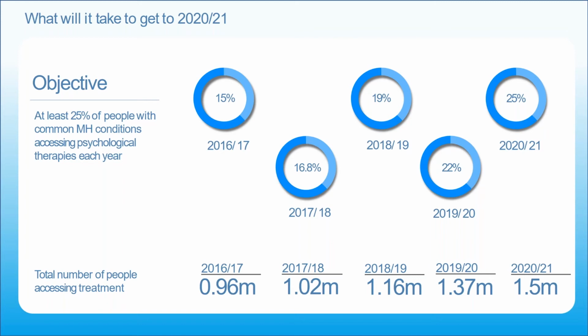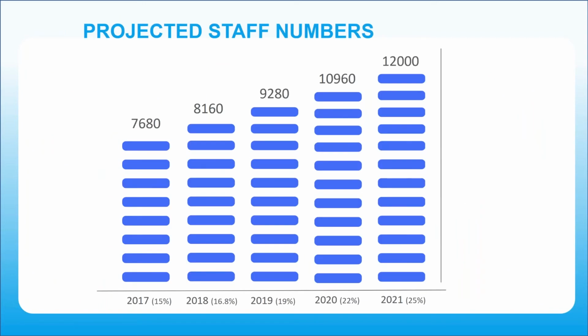So building your business case to show how you can increase productivity is very important, because the projection for the next couple of years for the staffing is to go from 15%, which is about 7,680 people, up to 12,000 people by 2021. So this is the figure that's bandied around at the moment, which is an extra 4,200 people going into IAPT services over the next 5 years to help build this.